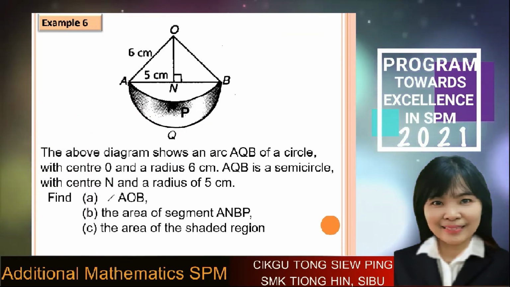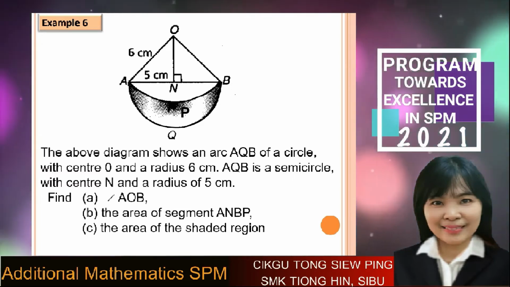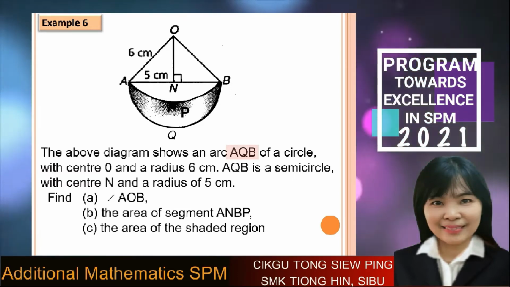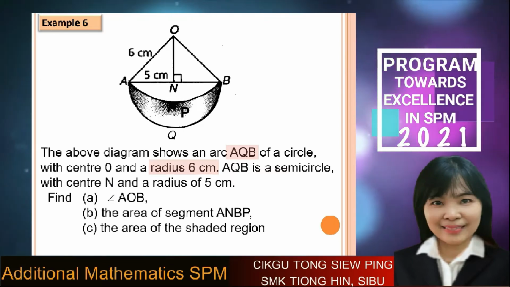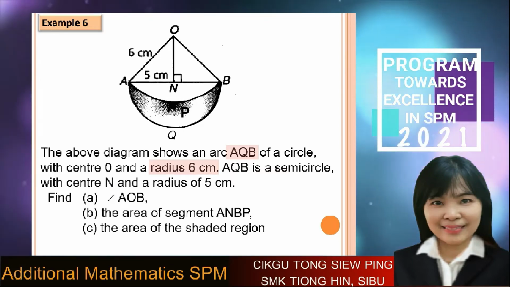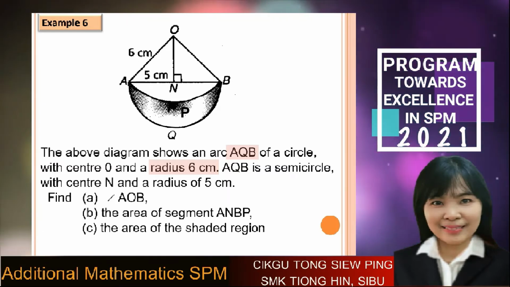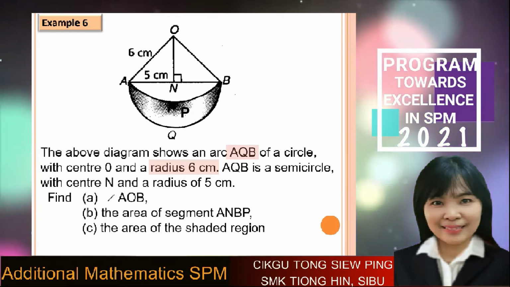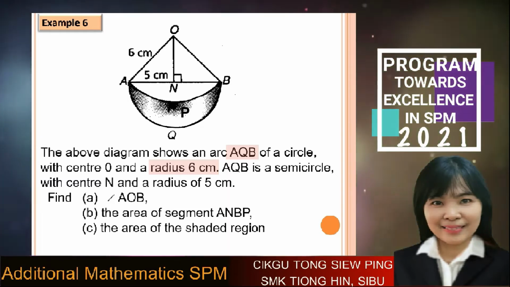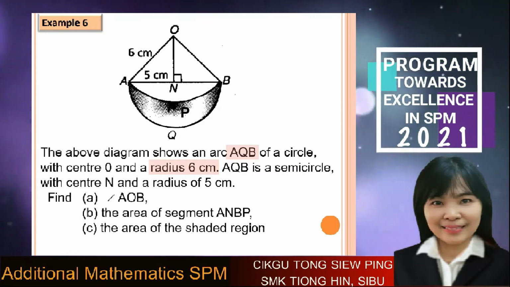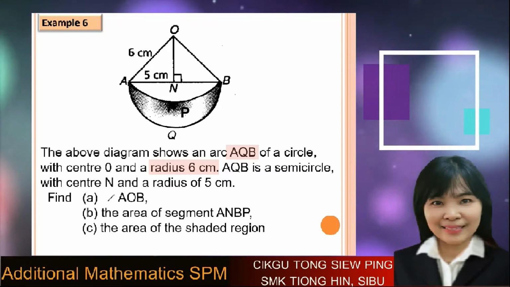Example 6. The above diagram shows an arc AQB of a circle with center O and the radius 6 cm. AQB is a semicircle with center N and the radius of 5 cm. Find A, the angle of AOB. B, the area of the segment ANBP. C, the area of the shaded region.